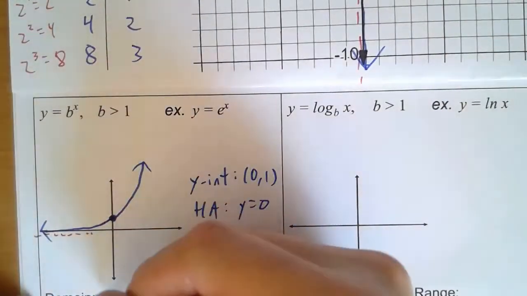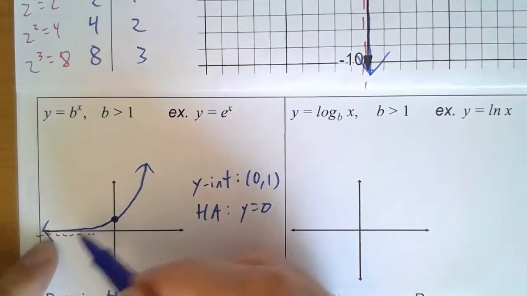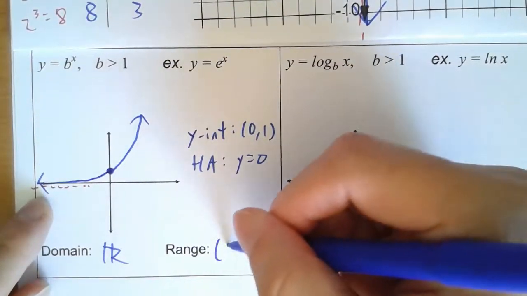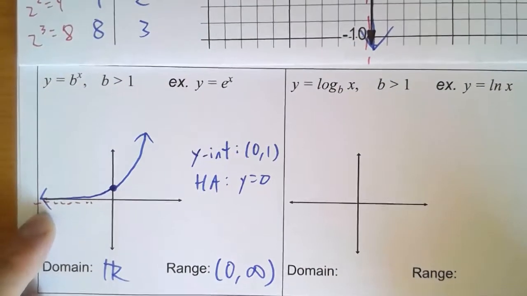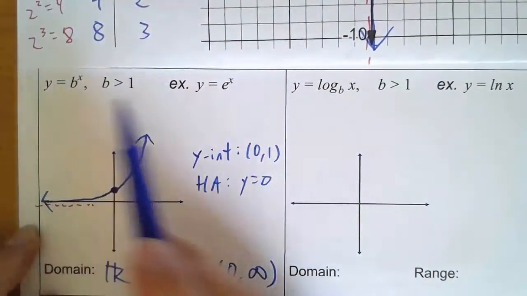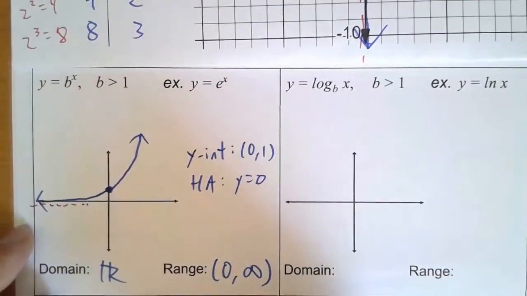The domain x could have been anything. The range, we couldn't quite have 0. So the range, we had parentheses 0 going to infinity. Okay. Well, let's try to compare this exponential function with the log function here.